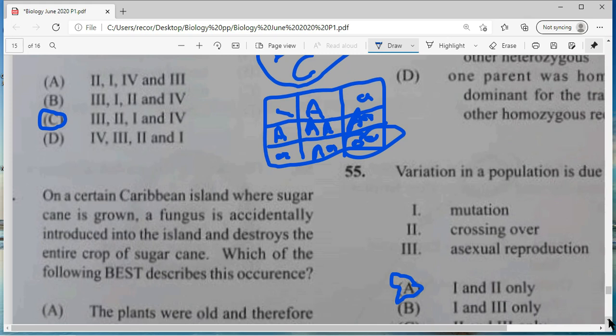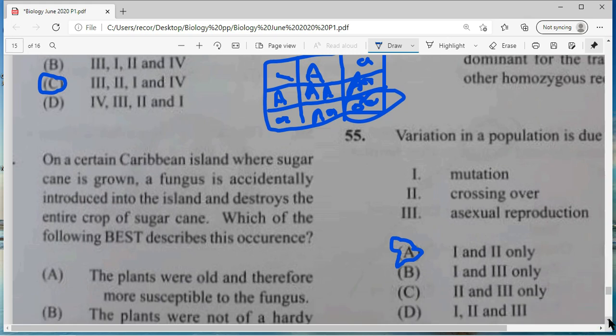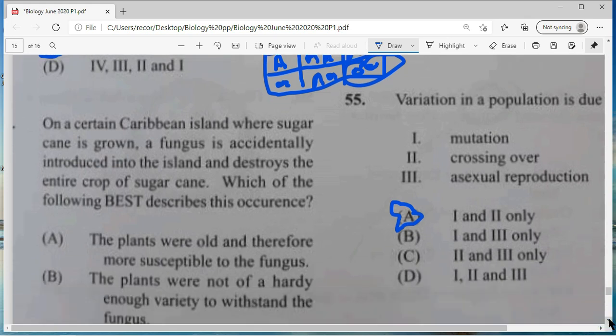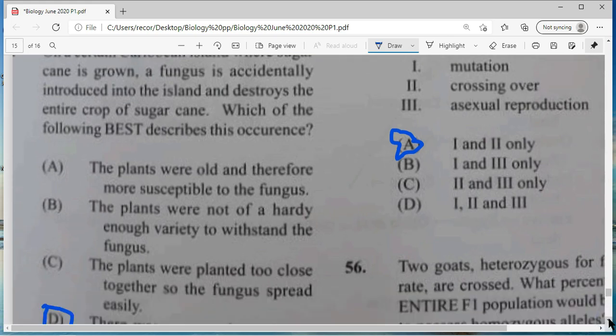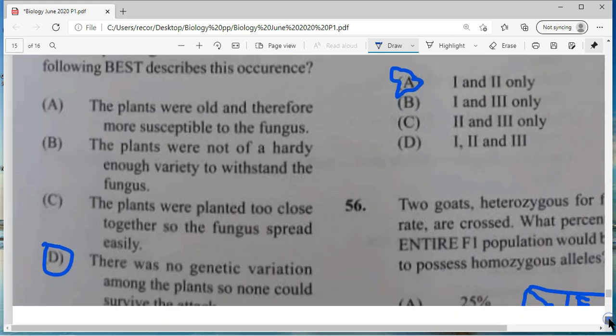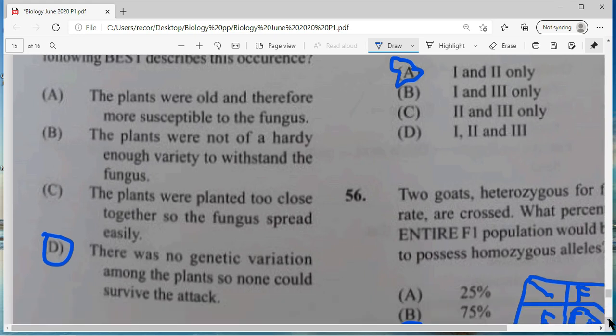Now, on a certain Caribbean island where sugarcane is grown, a fungus is accidentally introduced into the island and destroys the entire crop of sugarcane. Which of the following best describes this occurrence? Well, once we see this, we start thinking sugarcane is propagated asexually, right? And now we're going to look at a disadvantage of asexual reproduction. One disadvantage is the lack of variation. So A is out, B is out. You could read them. C is, of course, out. D is going to be our answer.